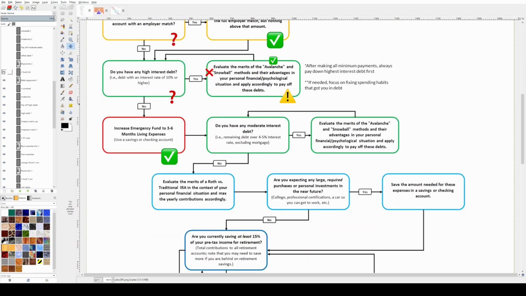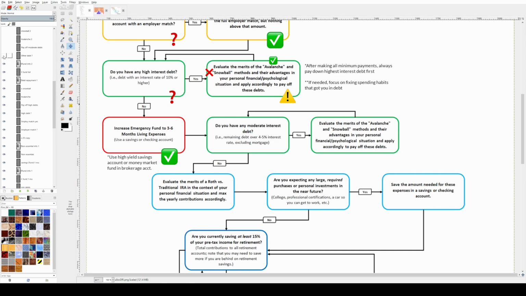In this case, building that emergency fund to 3 to 6 months of living expenses, which you can use a savings or checking account. Again, as I've discussed before, we'll want to have that in a savings account or a money market fund in a brokerage account so that you at least can earn some interest on that emergency fund. And that way it'll also be separate from your main checking account.